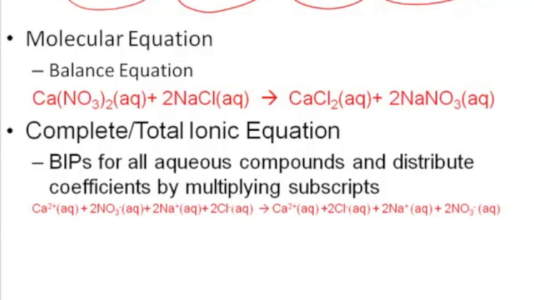Notice I have two nitrates, which come from there. I have two sodiums, which come from there. Two chlorines, which come from there. Again, two chlorines, which come from there. Two sodiums, which come from there. And two nitrates, which come from there.